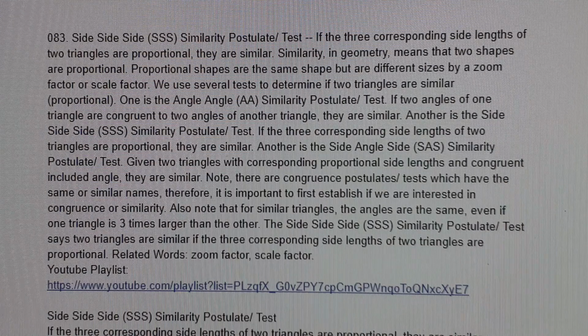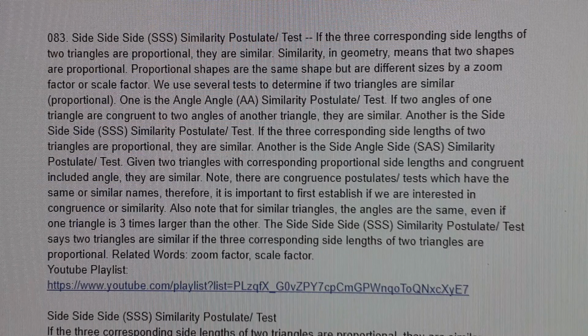Also note that for similar triangles, the angles are the same, even if one triangle is 3 times larger than the other. The side-side-side SSS similarity postulate test says two triangles are similar if the three corresponding side lengths of the two triangles are proportional.